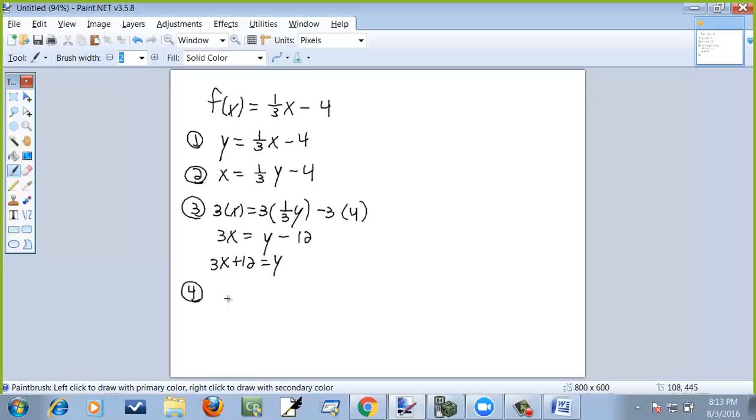Step 4, replace y with our inverse notation. So we got the inverse of f of x is equal to 3x plus 12. And that's our answer. It's already 1-to-1, doesn't have an x to an even power, y to an even power, and so forth. Let me clear that off. And then we'll look at a little bit harder one.